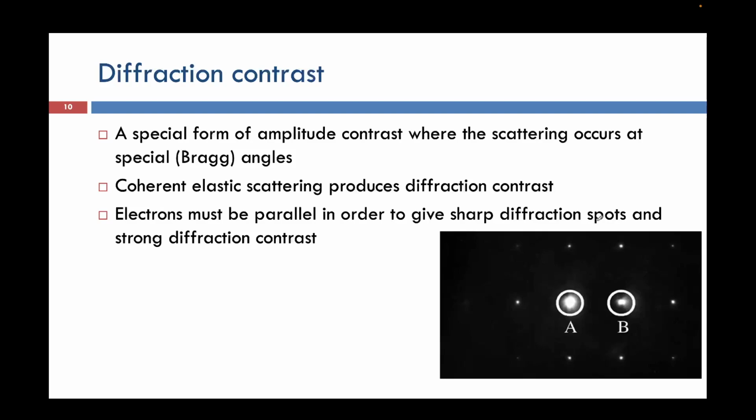So this is a special form of amplitude contrast where the scattering occurs at a special Bragg angle. Here I am talking mostly about dynamical contrast. We will see in a subsequent slide what kinematic contrast is. So for this diffraction contrast, where the scattering occurs at a special Bragg angle, what will be the case if the scattering happens?